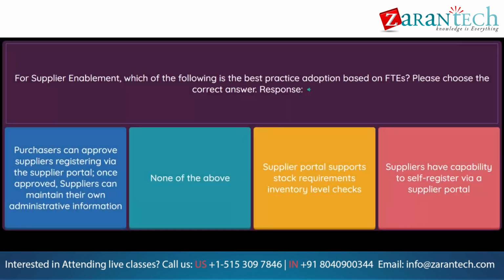Question: for supplier enablement, which of the following is the best practice adoption based on FTEs? Please choose the correct answer. Response. Option 1: Purchasers can approve suppliers registering via the supplier portal. Once approved, suppliers can maintain their own administrative information. Option 2: None of the above. Option 3: Supplier portal supports stock requirements inventory level checks. Option 4: Suppliers have capability to self-register via a supplier portal.